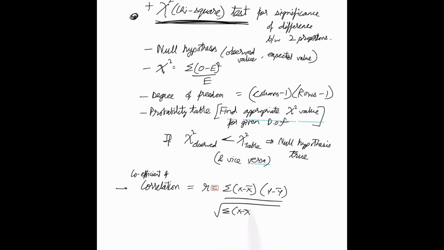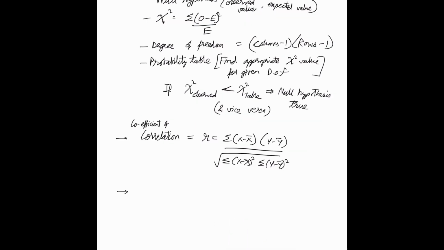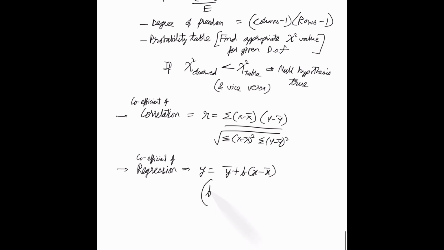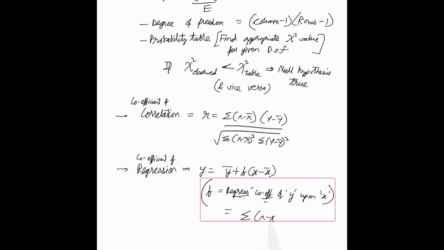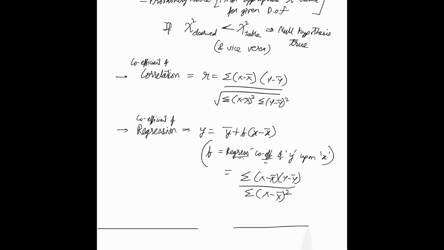We then see what is correlation, which involves two variables x and y. So the correlation coefficient r is sigma of (x minus x bar) into (y minus y bar) by root of sigma of (x minus x bar) whole square into sigma of (y minus y bar) whole square. Similarly, we have something called coefficient of regression, in which we can express one variable using the other. So here y is equal to y bar plus b into (x minus x bar), wherein b is the coefficient of regression of y upon x, which is sigma of (x minus x bar) into (y minus y bar) by sigma of (x minus x bar) whole square.